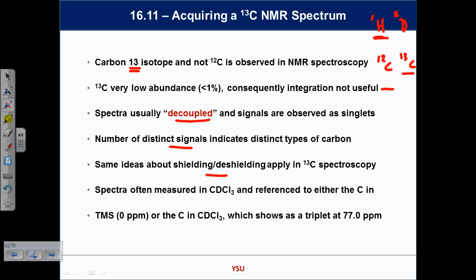Same ideas. Electron withdrawing groups will de-shield. Benzene carbons tend to be further downfield than alkyl carbons. Same ideas from proton, nothing too tricky there.